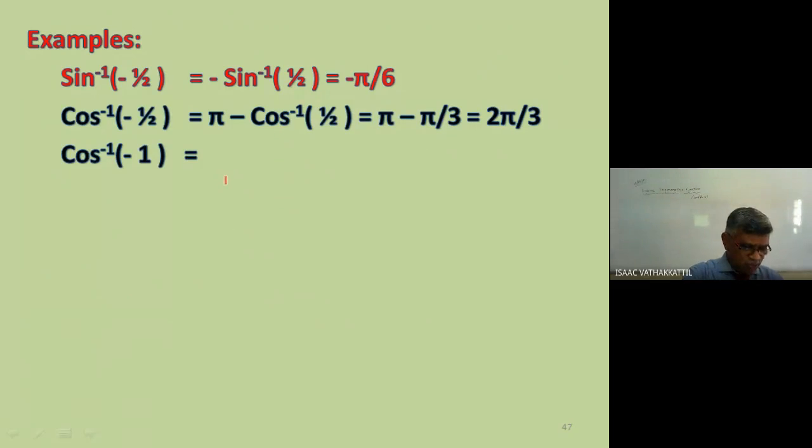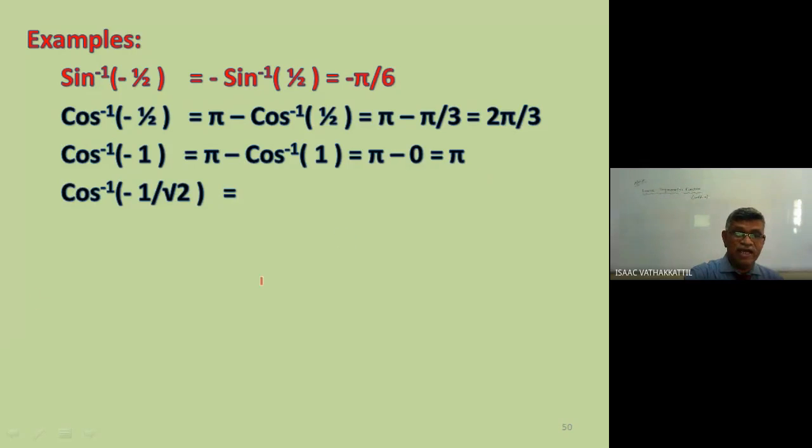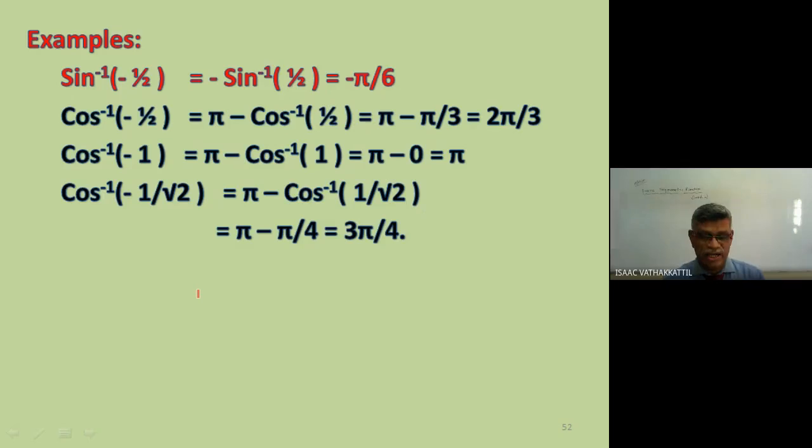Cos inverse of minus 1 is pi minus cos inverse 1. That is pi minus 0, because cos 0 is 1, so that is pi. Cos inverse of minus 1 by root 2: you remember that, pi minus cos inverse 1 by root 2. Cos inverse 1 by root 2 is pi by 4. Hence pi minus pi by 4, that is 3 pi by 4.